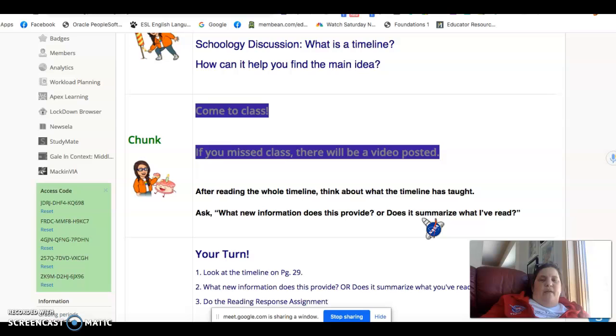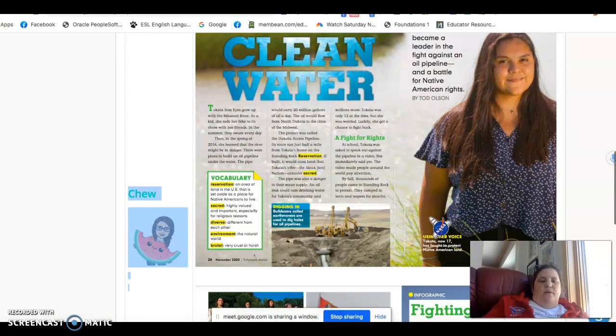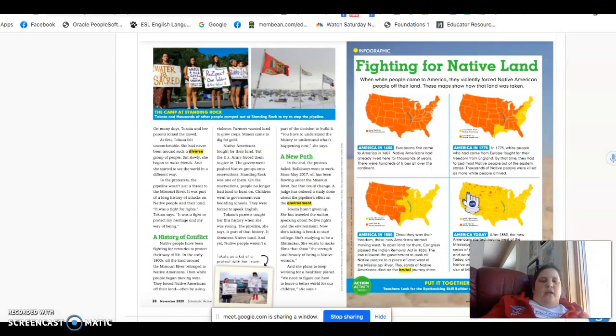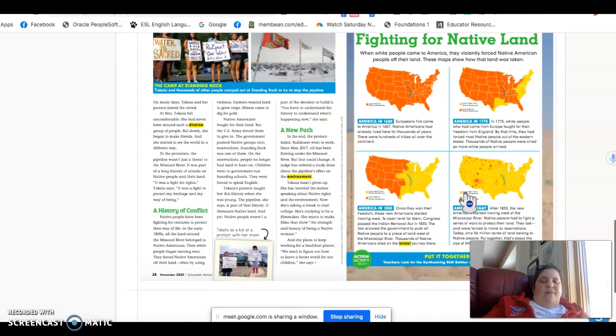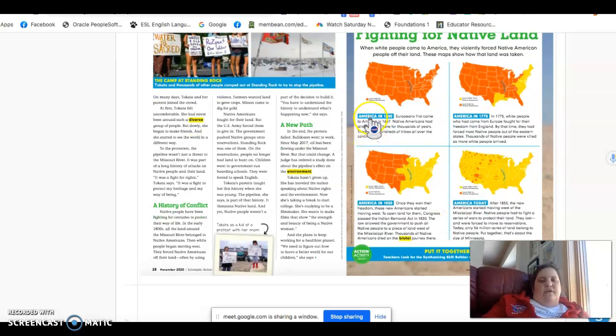And it points out some major events in that timeline. So this is your assignment right here. You are going to look at the timeline on page 29, which is right here. And this might not look like a timeline because it's not really in timeline order. It's not in a line. And that's for a couple of reasons. One is this is actually called an infographic, but because it has years on it, it is also a timeline.